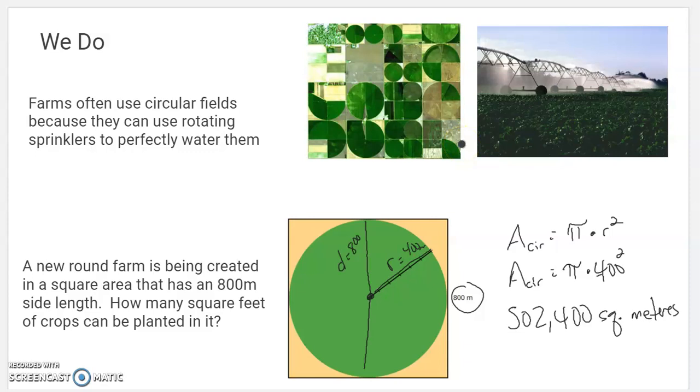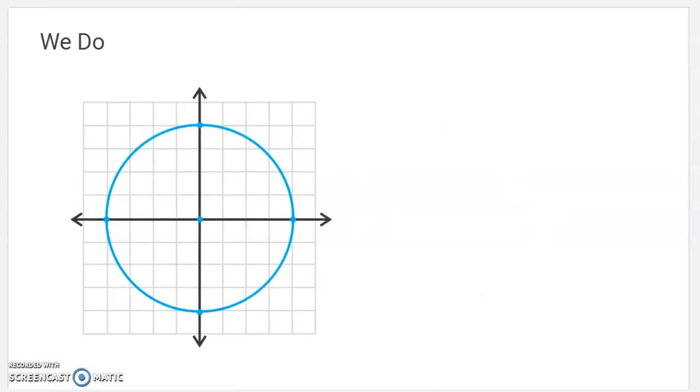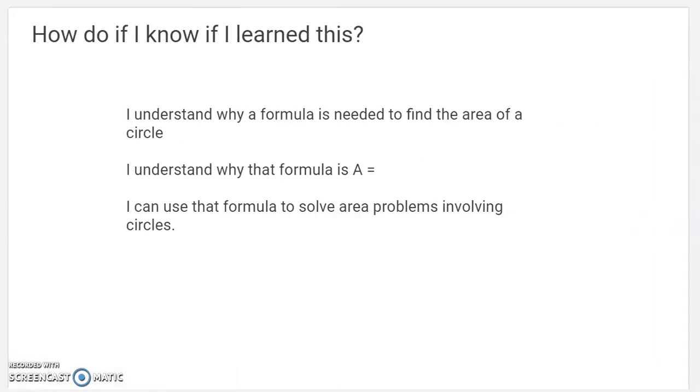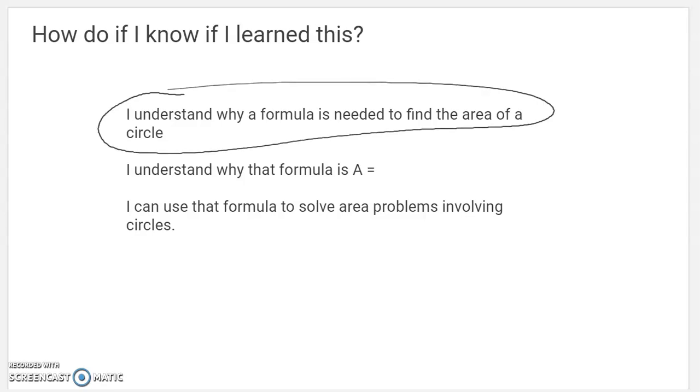So y'all, 2 big things to take away today, and I hope that they worked for you after you've written this down. First, I want to make sure you understand why a formula is needed to find the area of a circle. You can't just tile it and count because of those round sides. I want you to understand why that formula is pi times the radius squared. And last but not least, I want you to be able to use that formula to solve problems involving the area of circles. Just be able to find that radius and use that radius to find that area.